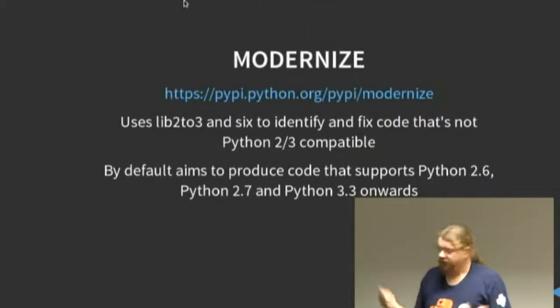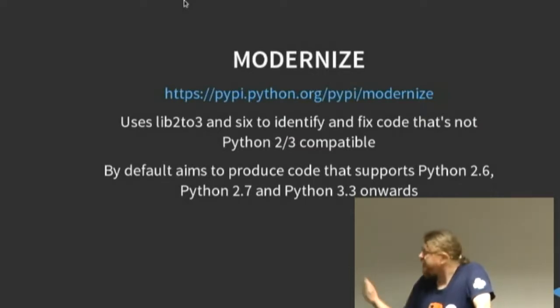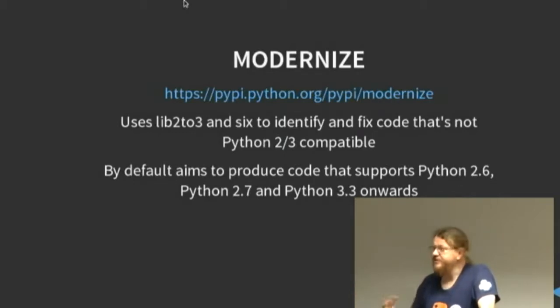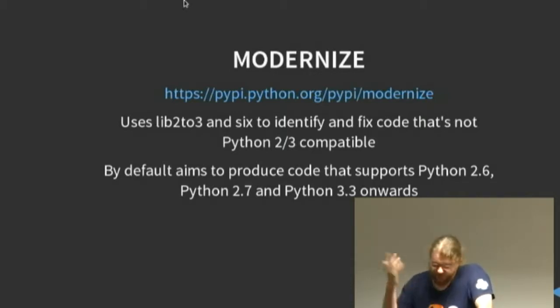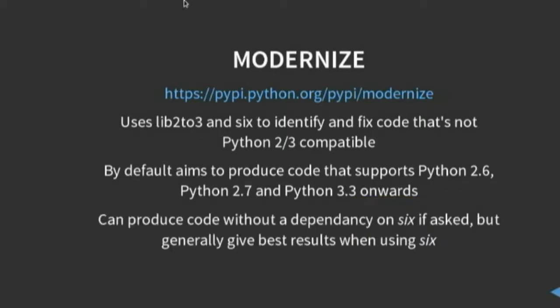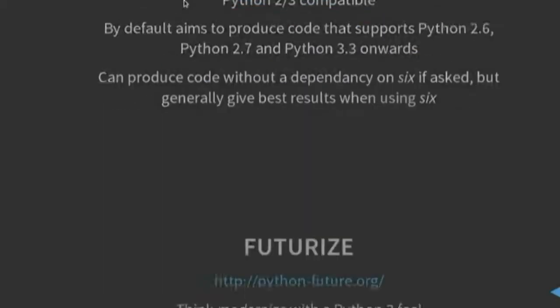So the transpilers, the ones I recommended: Modernize, which uses lib2to3 fixers and adds a lot of dependencies on six to fix code that's not 2/3 compatible. It aims to support code that supports 2.6, 2.7, and 3.3 onwards. Rarely is there any point in supporting 3.2, and no one cares. But 3.3 is quite bad, 3.4 is better, and so on. It can produce code without a dependency on six if you ask it to, but you get your best results if you just live with six. And I already said six is fine.